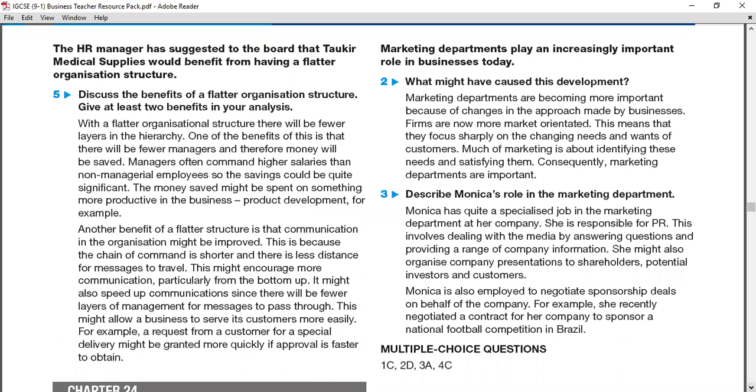This might allow the business to serve its customers more easily. You can talk about customer satisfaction being good. For example, a request from a customer for a special delivery might be granted more quickly if approval is faster to obtain.